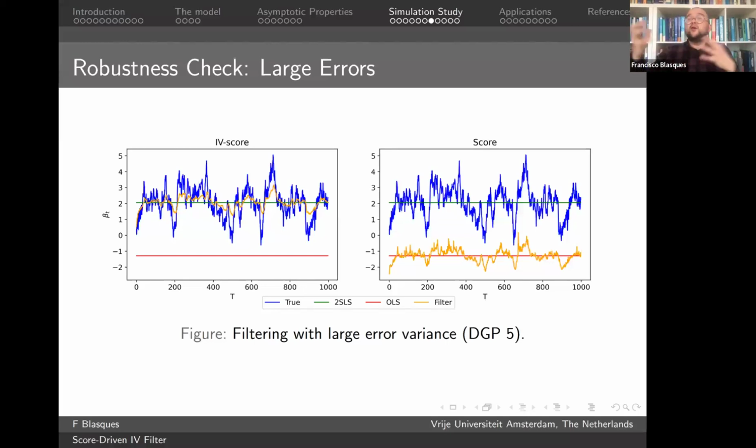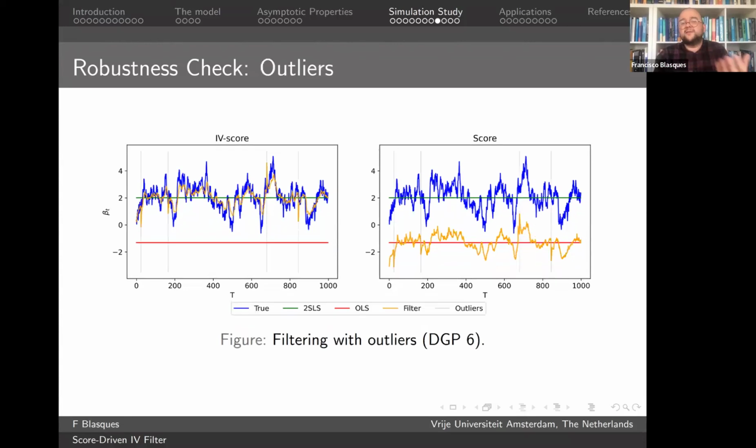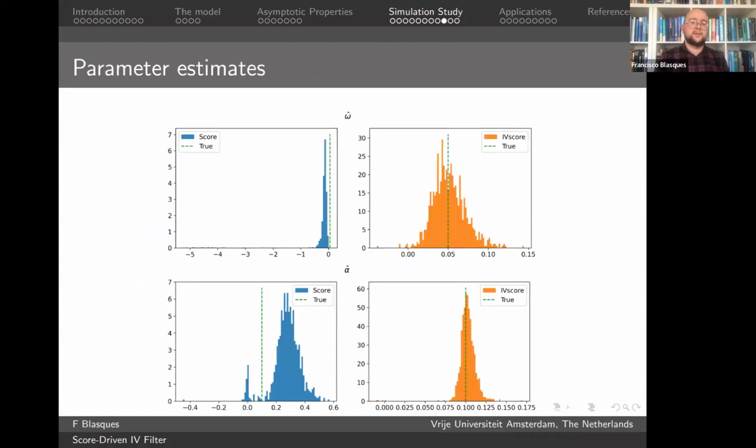What if you have a lot of outliers? Well, then naturally your filter will try to be conservative, and then you're well-centered, but not really capturing all of the variation. So yellow is the filter, again, blue line is the true time varying parameter. So yeah, everything that is seen here is as one would expect. I don't think there are any big surprises.